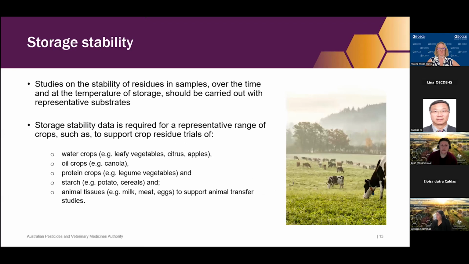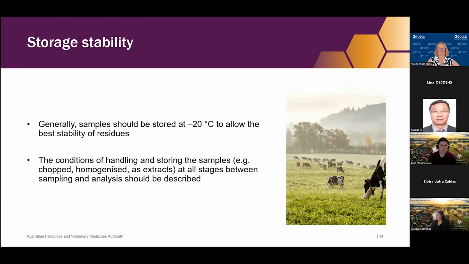Studies on the stability of residues in samples over the time and at the temperature of storage should be carried out with representative substrates in a representative range of crops, whether that be high water, oil, protein, starch, or animal tissues. Generally, samples should be stored below -20 degrees Celsius to allow the best stability of residues, and the conditions of handling and storing the samples at all stages between sampling and analysis should be described.